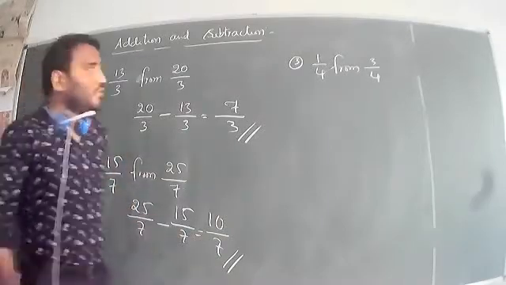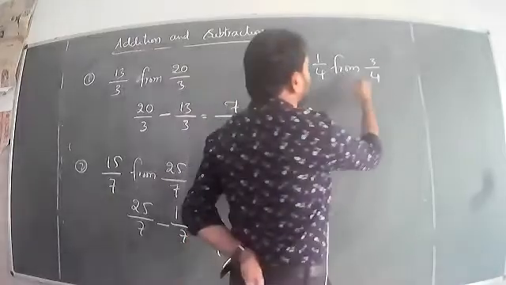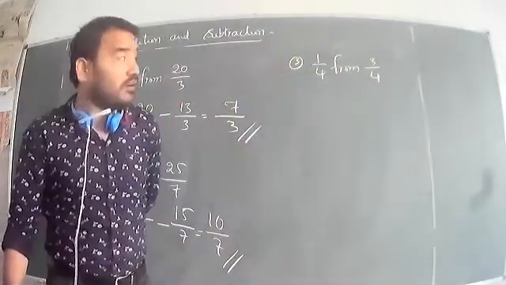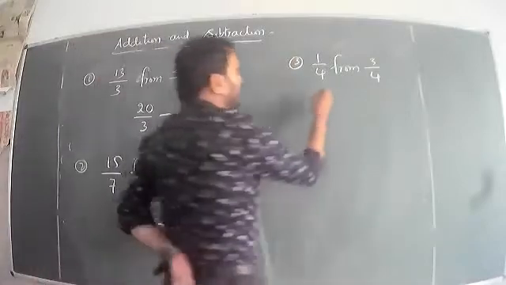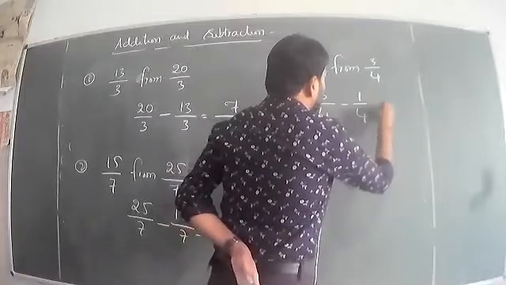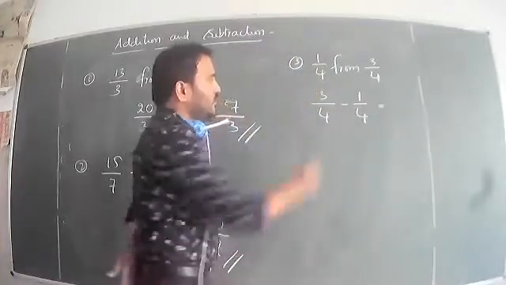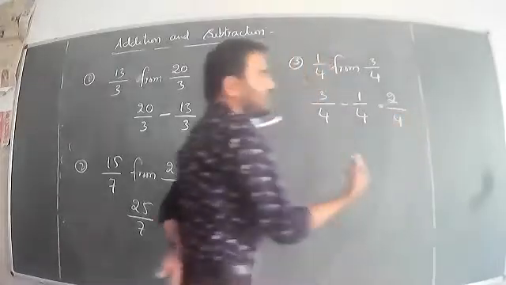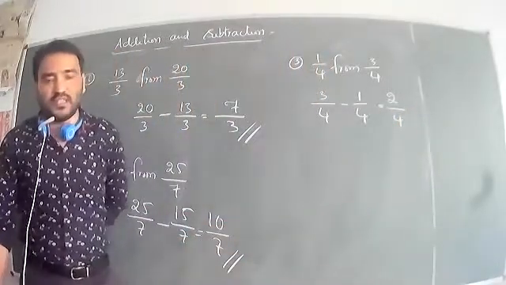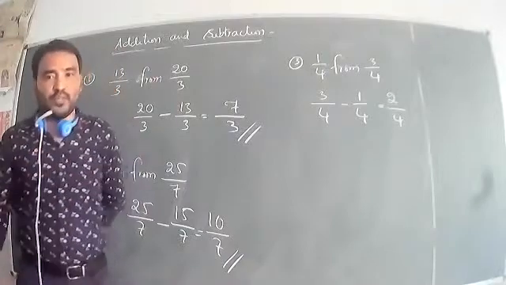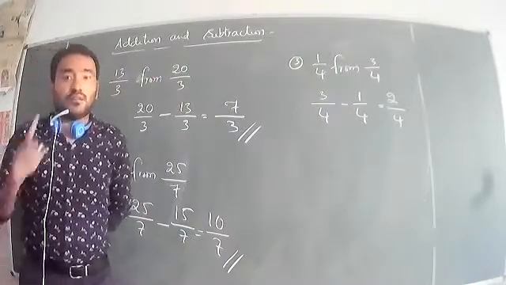Now look at that. 1 by 4 from 3 by 4. How to subtract? Take first the greater numerator. 3 by 4 minus 1 by 4. Now subtract it. 3 less 1, 2 by 4, with the same denominator. First we should write the denominator, and then subtract the numerators and write the numerator value.